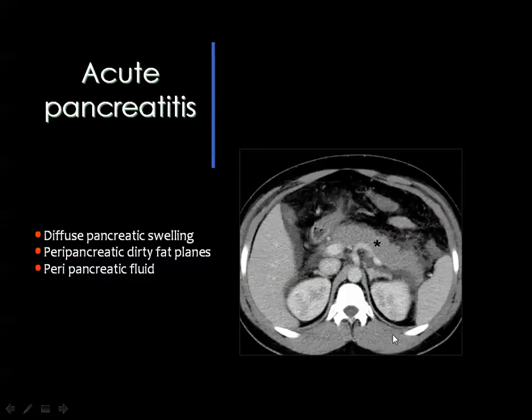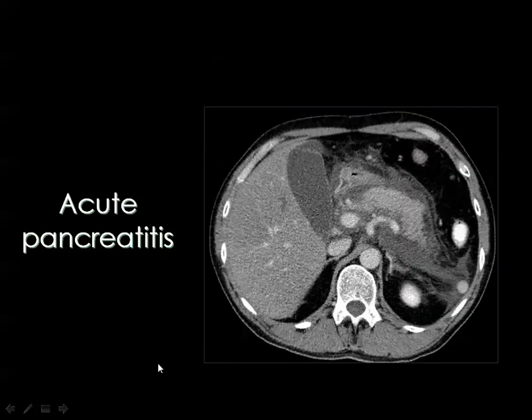And in order to diagnose acute pancreatitis, you have three main findings. Number one, diffuse swelling of the pancreas. Number two, dirty appearance of the peripancreatic fat, or smudging or stranding of the peripancreatic fat, and the presence of peripancreatic fluid, either free or encysted. And this is the case of acute pancreatitis.